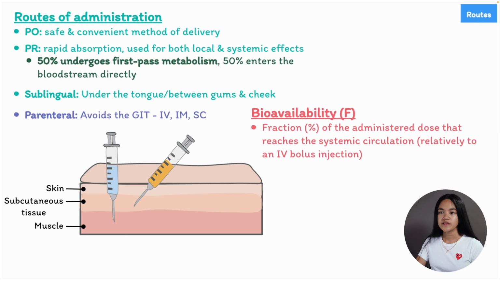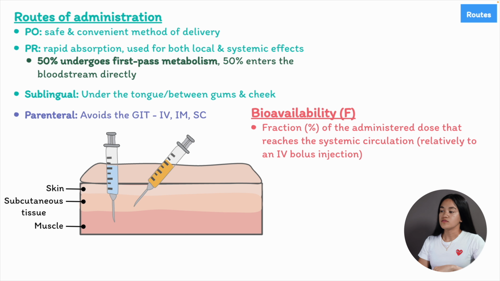What's bioavailability again? Bioavailability is the fraction of the administered drug that reaches the bloodstream unchanged. It's a measure of how effectively a drug is absorbed and available for action. Okay, and we always compare this fraction to what occurs with an intravenous bolus injection, where the entire dose is given directly into the bloodstream. Drugs absorbed through intramuscular or subcutaneous injections are absorbed faster than the drugs administered orally.